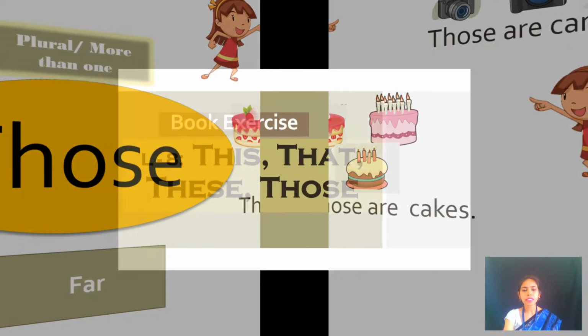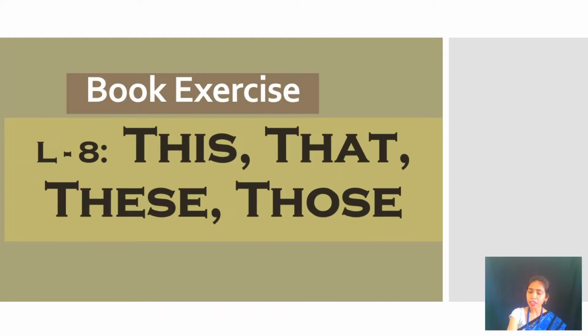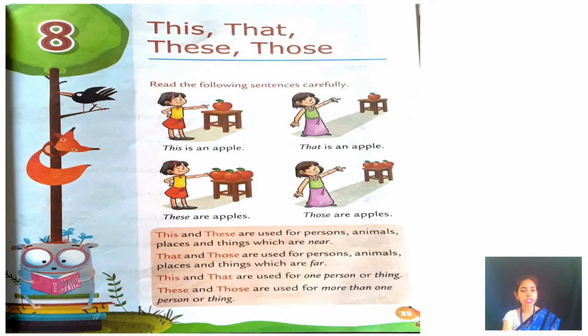So now let's do the book exercise. Hope you have understood it. So hope now you will be able to do it. Okay. So let's just try it out in your book. Now open page number 35. Okay. From your grammar book, now open page number 35 and let's do the exercise. This, that, these and those. Read the following sentences carefully.